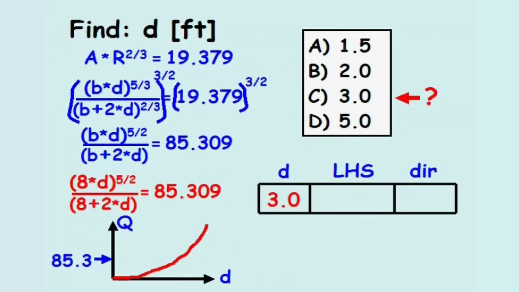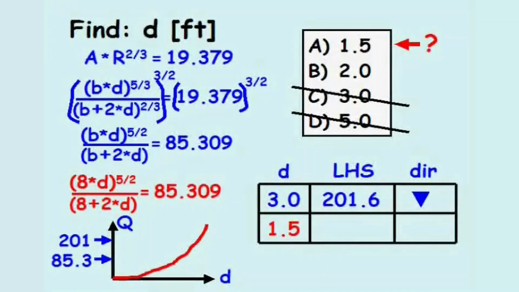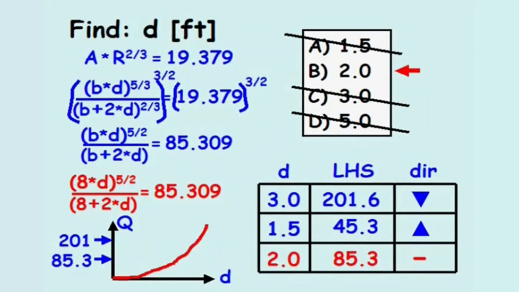If we set d equal to 3, the left-hand side equals 201.6. This is greater than 85.309. Since Q increases as d increases, the next d should be smaller than 3. Evaluating 1.5, the left-hand side equals 45.3. Now we know the depth should be 2 feet. The answer to this problem is B.